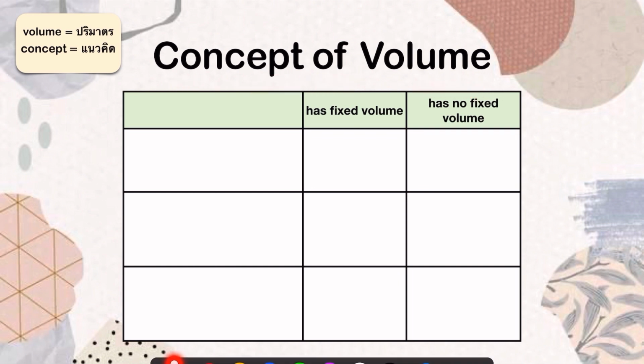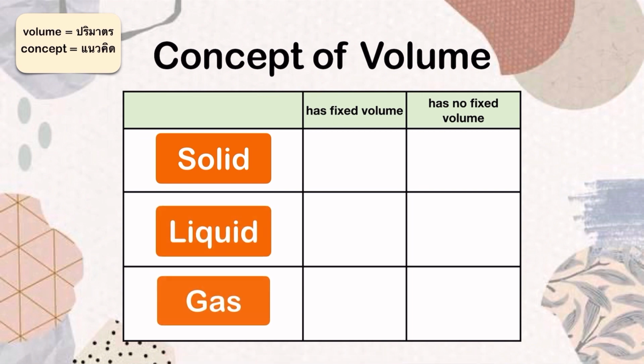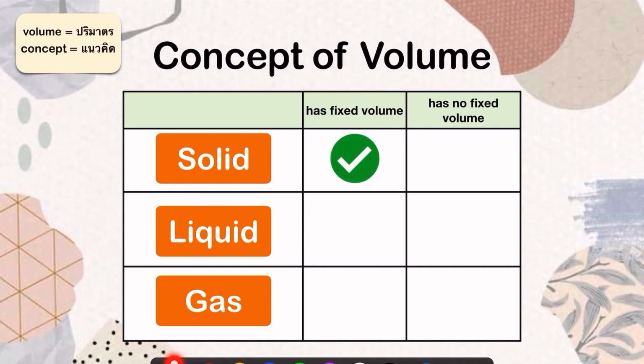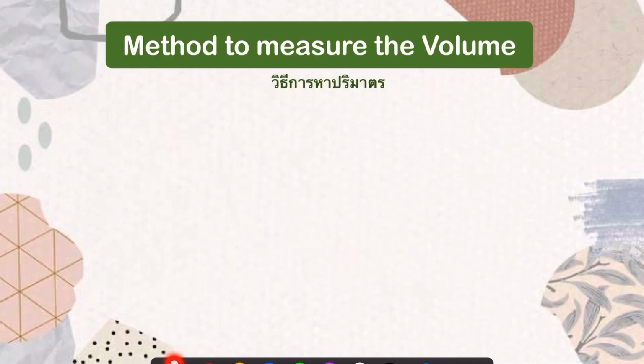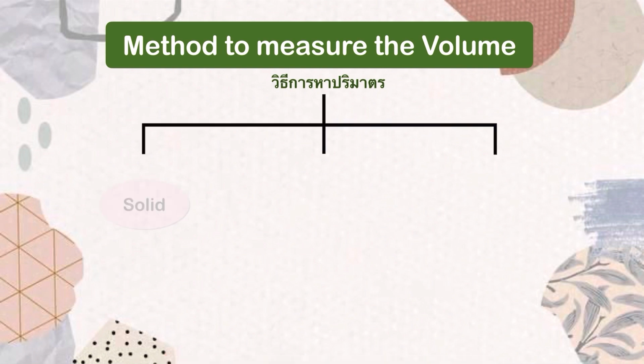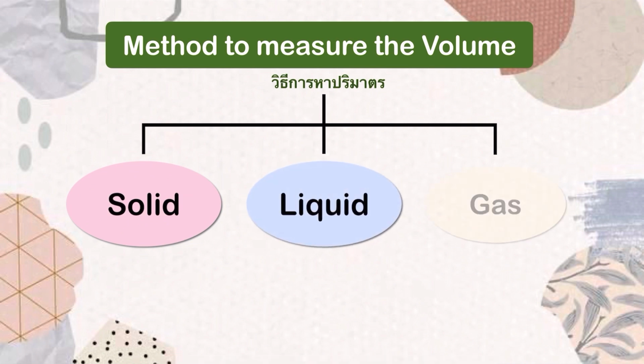So, again, how many states of matter are there? There are three states of matter: solid, liquid, and gas. As I told you before, solid has fixed volume, liquid has fixed volume, and gas has no fixed volume. Remember, gas changes its volume according to its container. That's why it has no fixed volume. Do you know we have methods to measure the volume of objects?